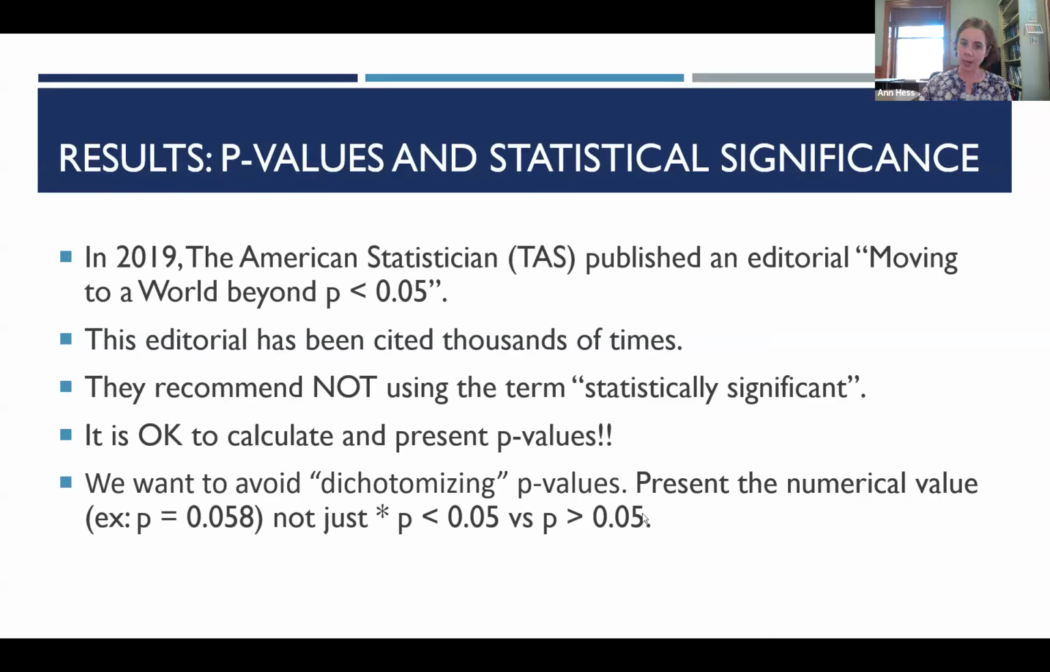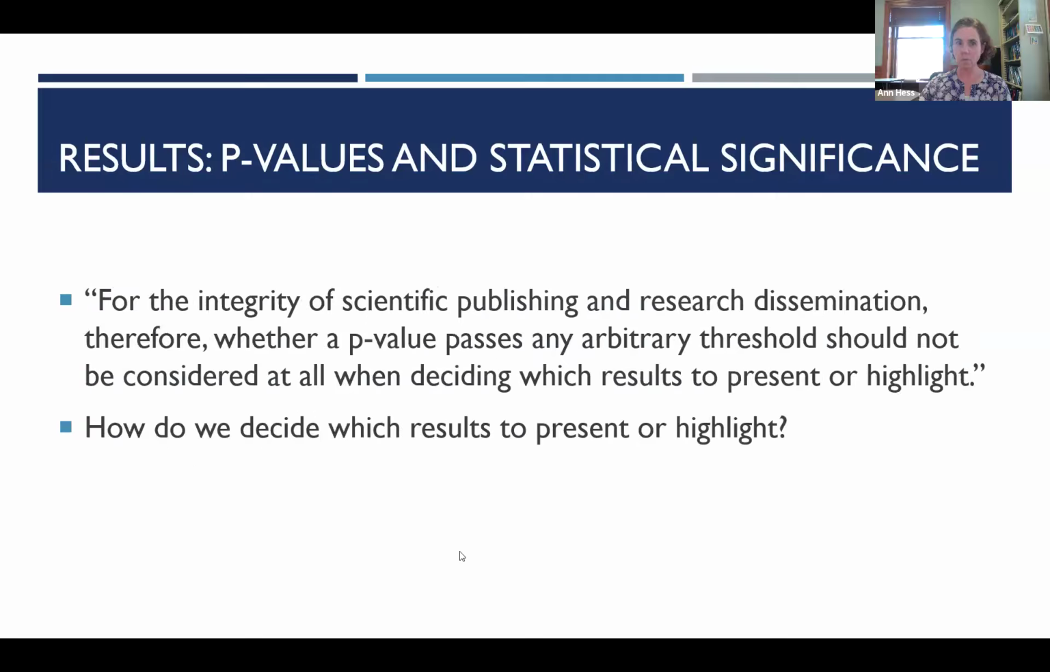So we want to avoid dichotomizing p-values. I recommend that you present the actual numeric value, not just p less than 0.05, p greater than 0.05. Another, again, very brief excerpt from that is: for the integrity of scientific publishing and research dissemination, whether a p-value passes any arbitrary threshold should not be considered at all when deciding which results to present or highlight.